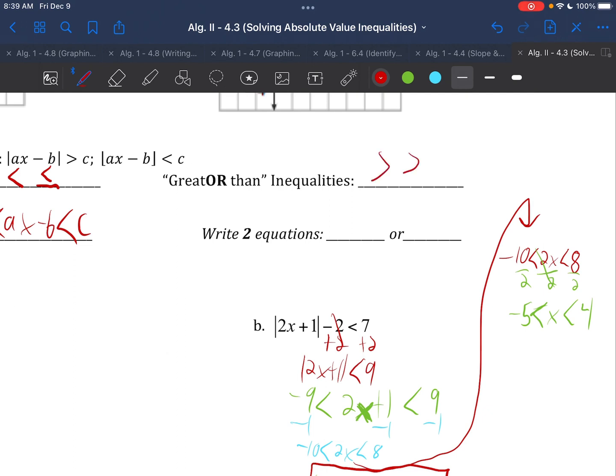So now for our greater than inequalities, we're going to talk about those next. So this is greater than or equal to. We're going to write two inequalities. It says equations. They're really inequalities, though. And the first one, you might need to write them below because there's not a lot of room, is the ax minus b, so whatever's in the absolute value, is less than c. And the second is the absolute value is greater than c.